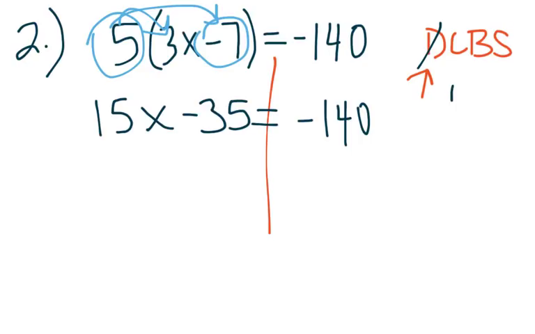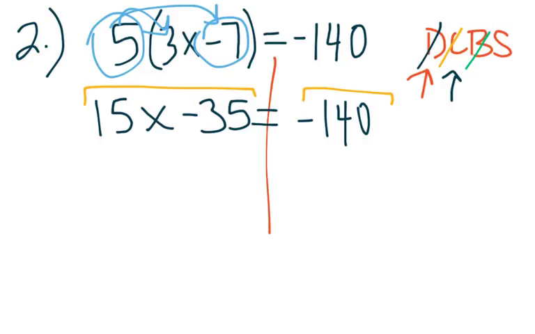The next step is combine like terms on each side. So let's look on the left. 15x minus 35. Can we combine those terms? Well, 15x has a variable and negative 35 is a constant, so we can't combine them. And on the right side, negative 140 is just a constant. There's nothing to combine with it. Finally, bring all variables to one side. Well, 15x is the only term with a variable. It's already on one side, so we don't have to do anything with that. We just are going to solve.